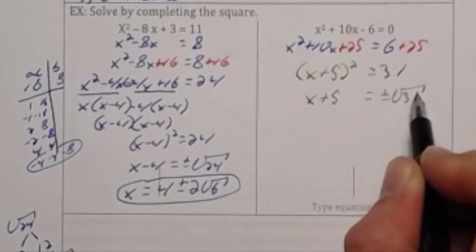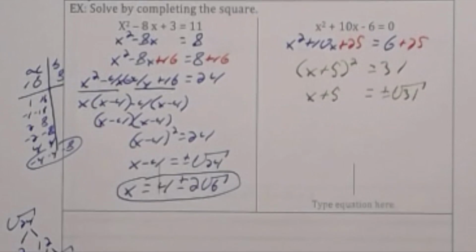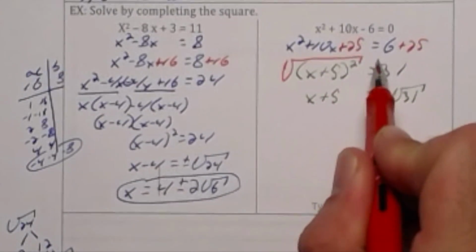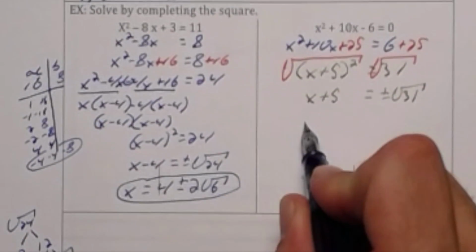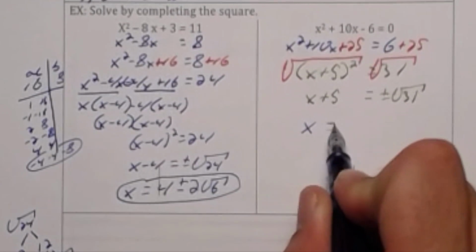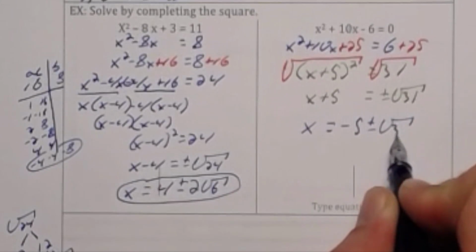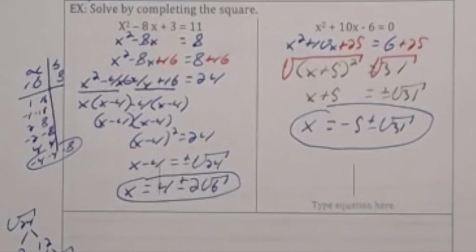This is going to allow me to easily take the square root of both sides, so that the square root of x plus 5 squared is simply x plus 5, and the square root of 31 is just the square root of 31. This gives me my final answer of x is negative 5 plus or minus the square root of 31. When we graph a polynomial, we're going to have two places it crosses the x-axis. To the left, square root of 31 from negative 5, and to the right, square root of 31 from negative 5.